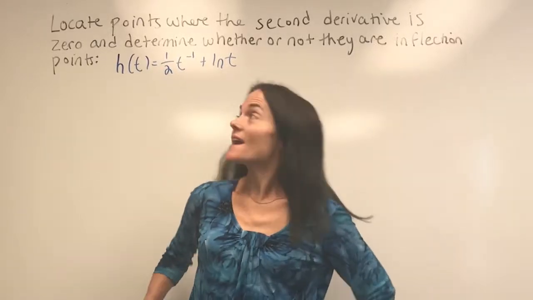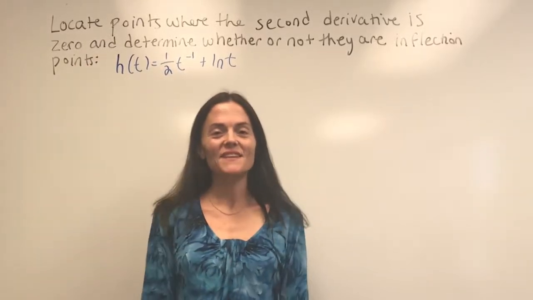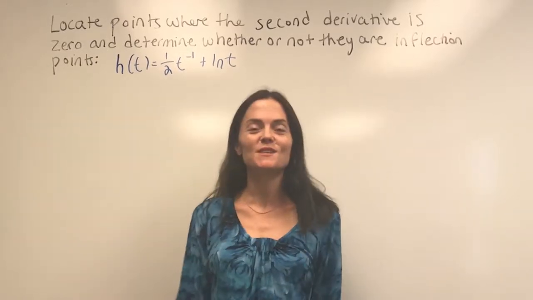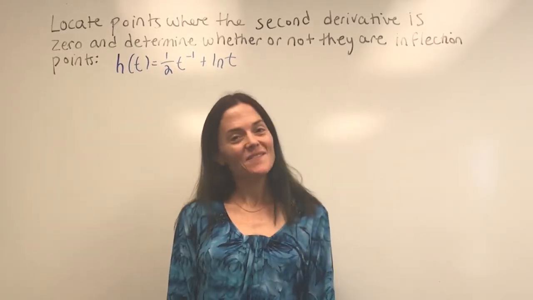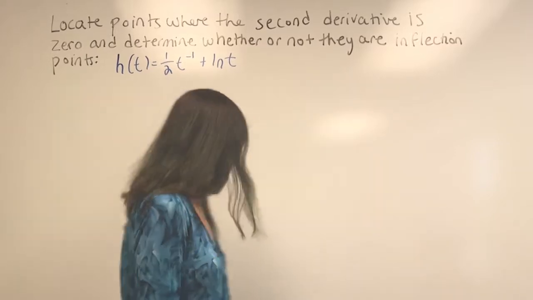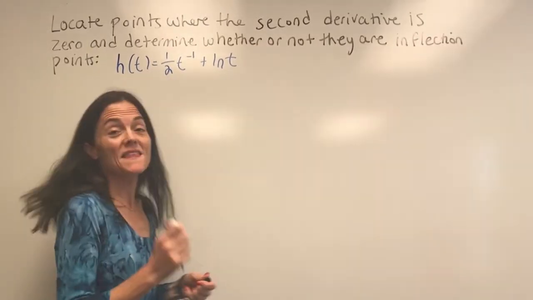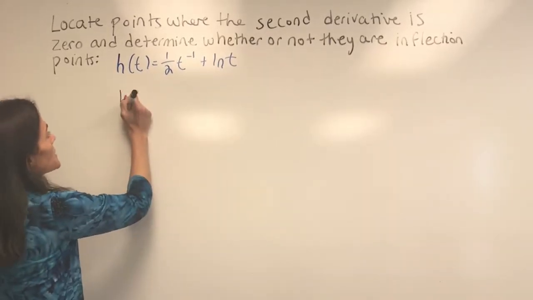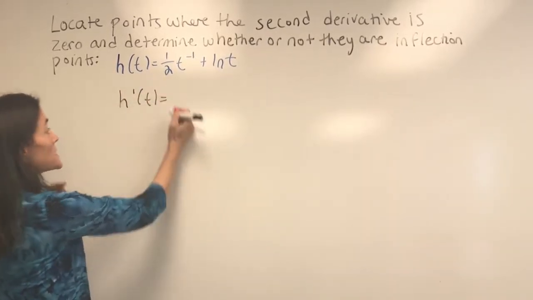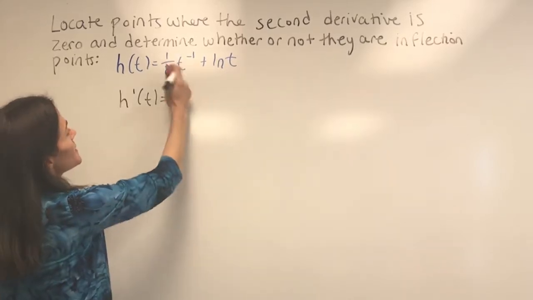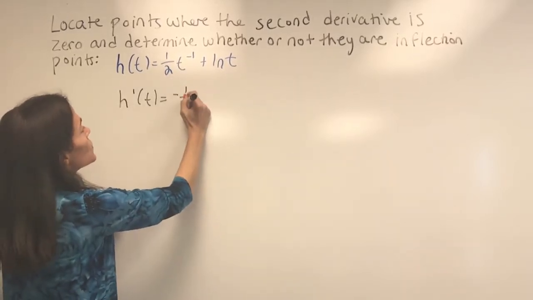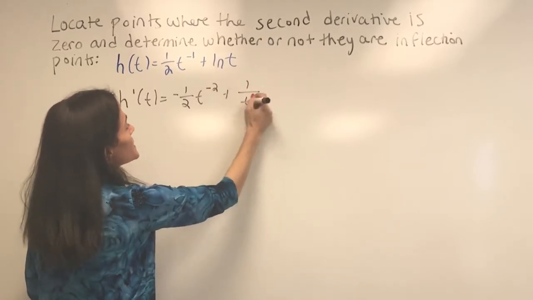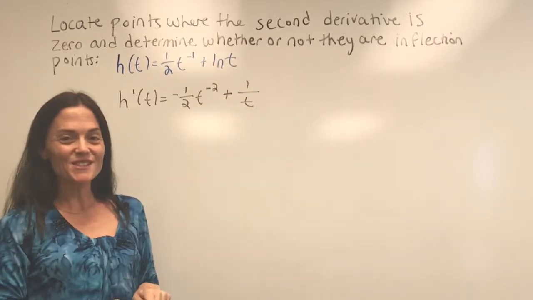We'd like to locate points where the second derivative is 0 and decide if they are inflection points. And this is my first of two problems that involve the derivative of natural log. Well, this function is not too terribly hard to differentiate. We take the first derivative and we get, the first term is a power rule, and then we have plus 1 over t.